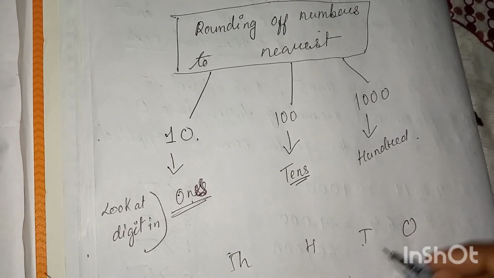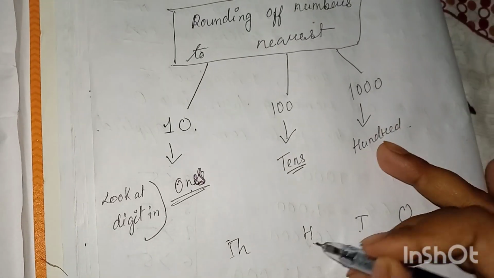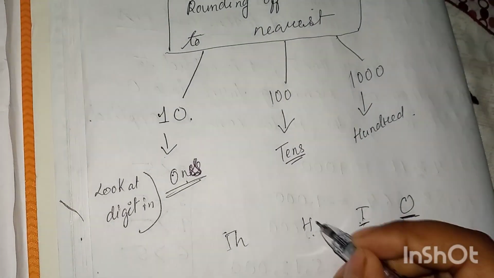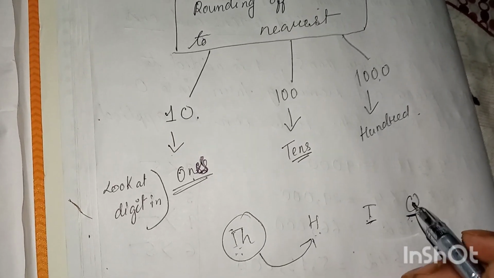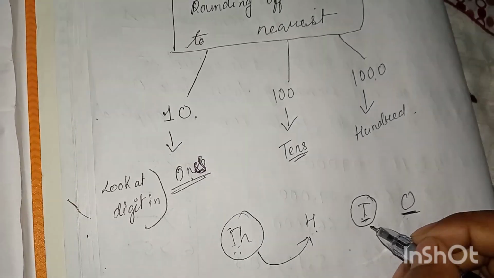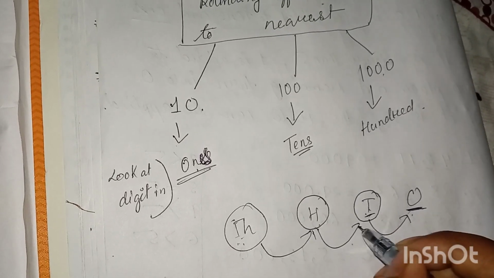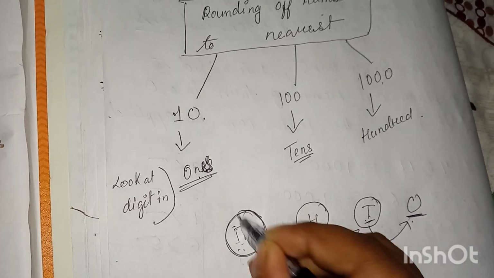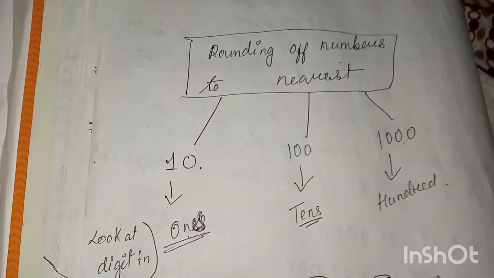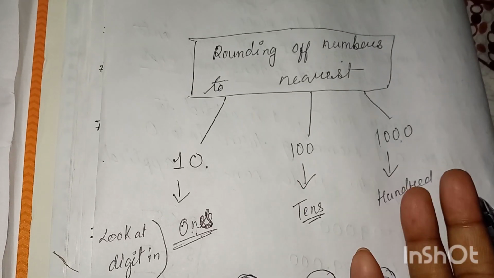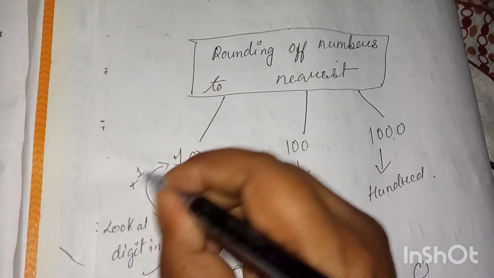So when we round off to the nearest 10, we should look at the digit on the right side of it, the ones. When we round off to 100, we should look at the digit in the tens, that means the right side of it. And when we round off to the nearest 1000, we look at the digit in the 100 place. Understand? And the rest of the rules are almost similar. For example, if the ones place is smaller than 5, then it will become 0 and the rest will remain the same. And if it is bigger than 5, then 1 is added to the tens place.